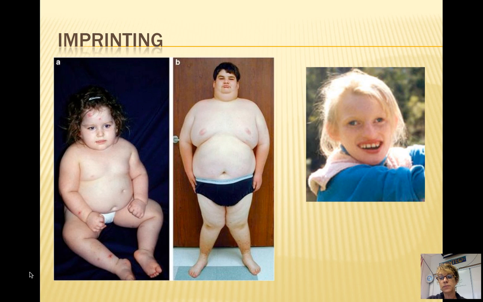Imprinting sometimes occurs in mammals. The effect of a specific allele is different depending on whether it comes from the mother or the father. This is not necessarily on the X chromosome, so it's not the same as sex linkage. An example is when there's a deletion of a particular segment of chromosome 15. If you inherit that chromosome from your father, you have Prader-Willi syndrome. These children are mentally retarded, obese, they're short, and they have unusually small hands and feet. If you inherit the defective chromosome 15 from your mother, you have Angelman syndrome. These children have uncontrollable laughter, jerky movements, and other motor and mental symptoms.